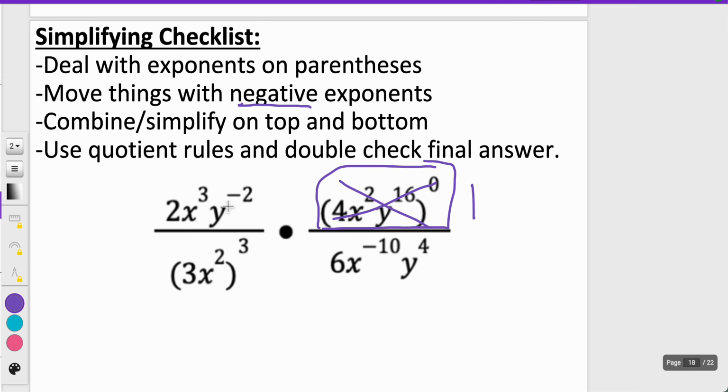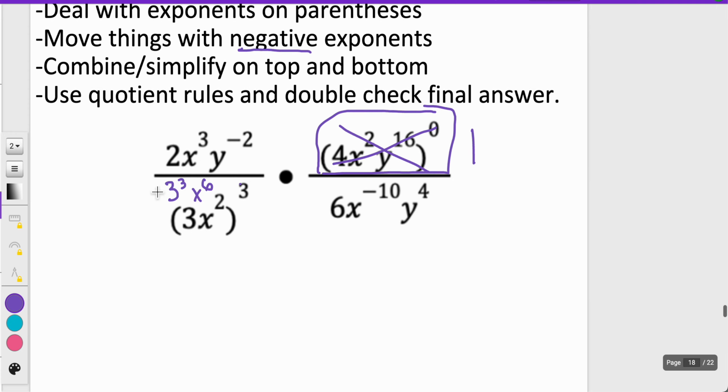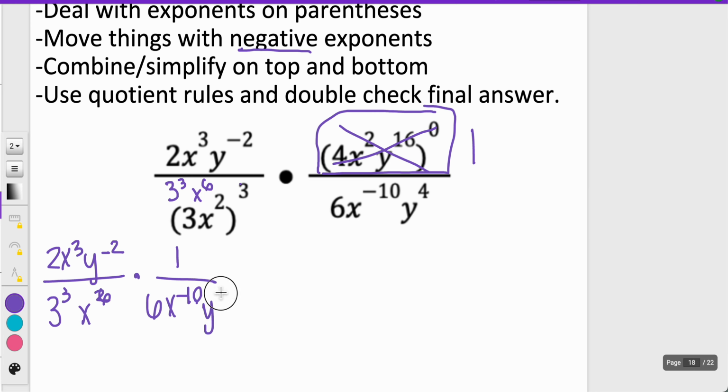The next thing I'm going to do is look down here at the bottom left-hand corner. I've got some more parentheses. So this will be 3 to the third and x to the 6th. Let's go ahead and rewrite everything we've got. 2x to the third, y to the negative second, over 3 to the third, x to the 6th, times 1 over 6x to the negative 10th, y to the 4th.